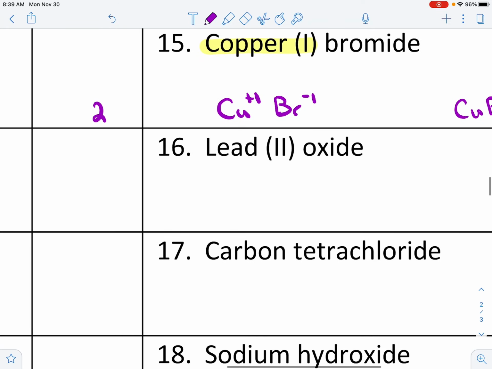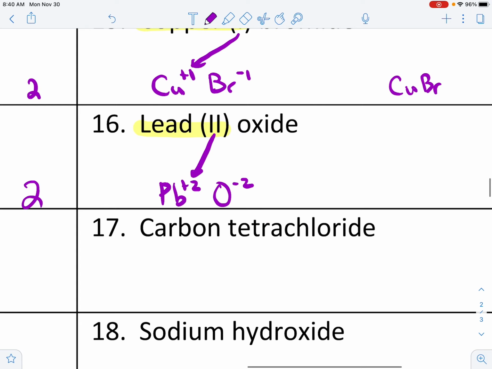Okay, let's keep rolling. Ooh, this one gives it away as well. We have that Roman numeral, which guess what? The type 2s will always give it away for us. So we have lead(II) oxide. So Pb is +2. That 2 tells us it is 2, just like that 1 told us it is 1. All right, we have oxygen, which is -2. Oh, look at that. Those charges add up to be 0, which means we're done. We just need 1 to 1 to get them to balance out.